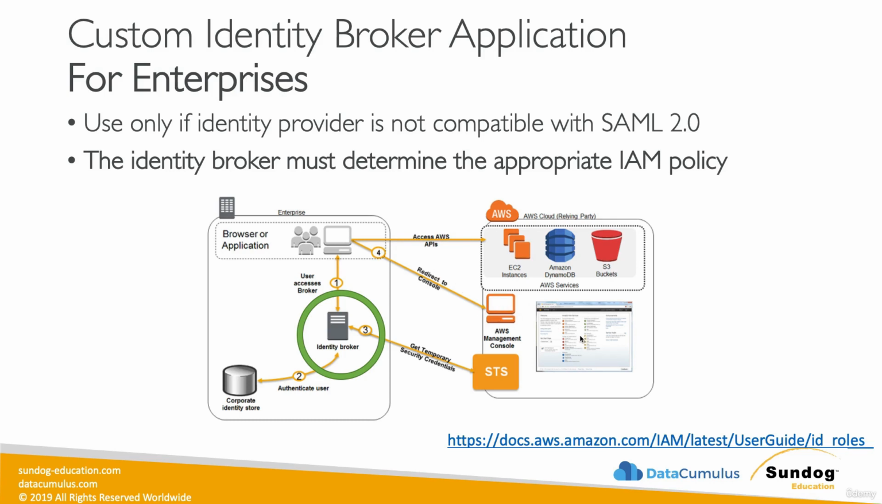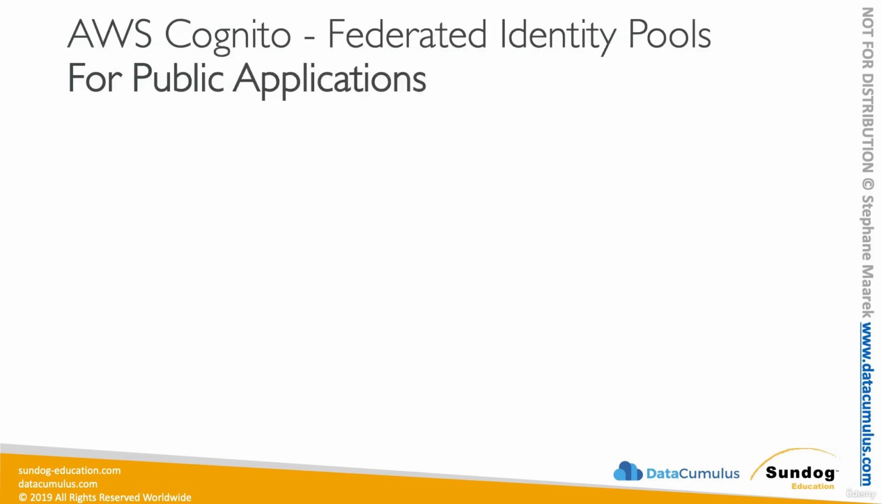So it is the exact same principles as SAML, but it's not SAML, and therefore we have to do a lot more work to implement that identity broker. So if you see custom identity broker, that means enterprises, but not SAML 2.0. Whereas before, if you see SAML 2.0, that means identity federation directly integrated with AWS. And finally, this was for our corporate users. So anytime you are basically sitting at a desk at your corporation.